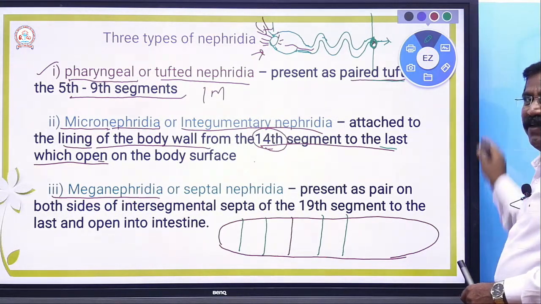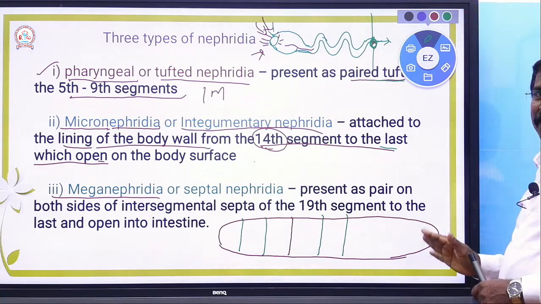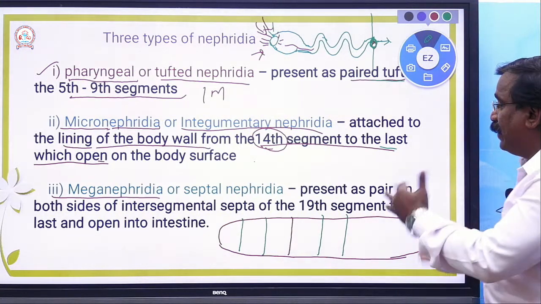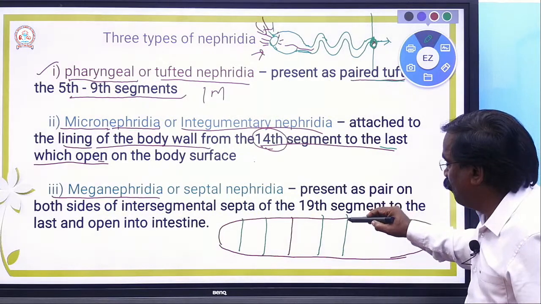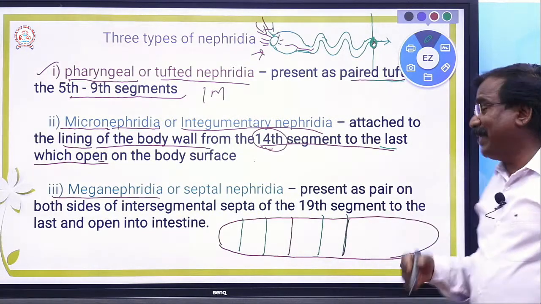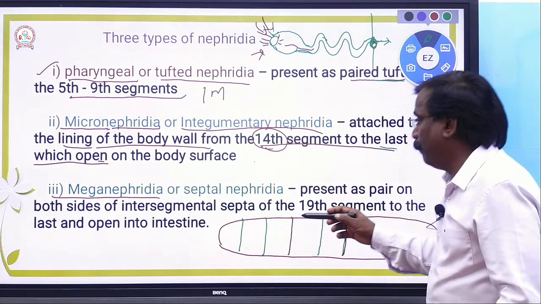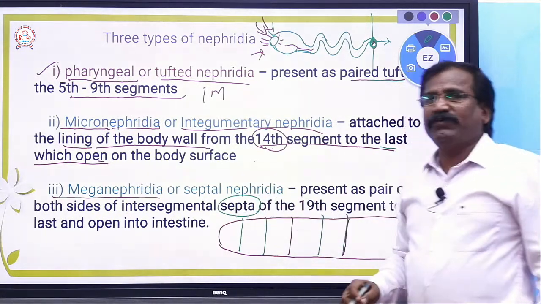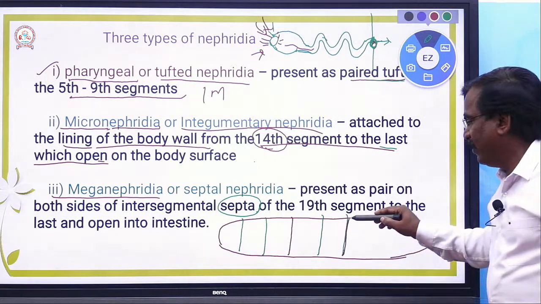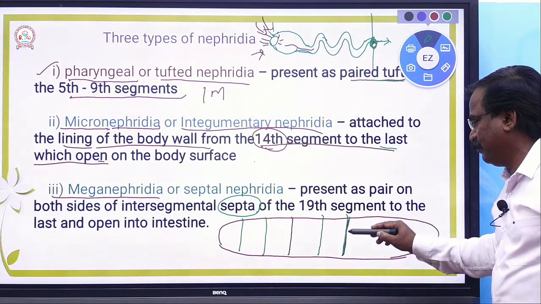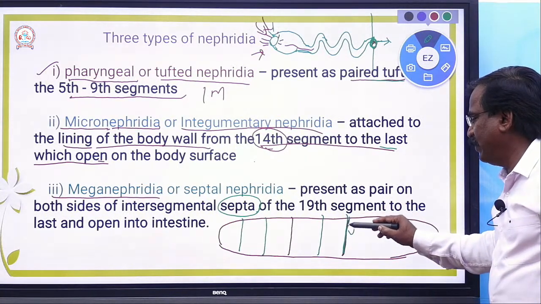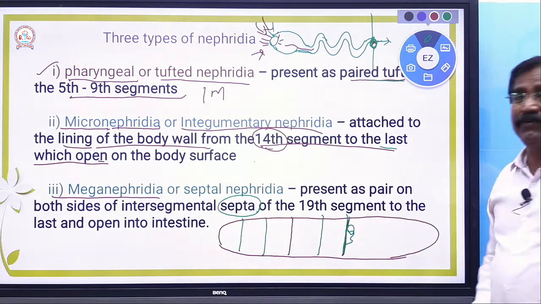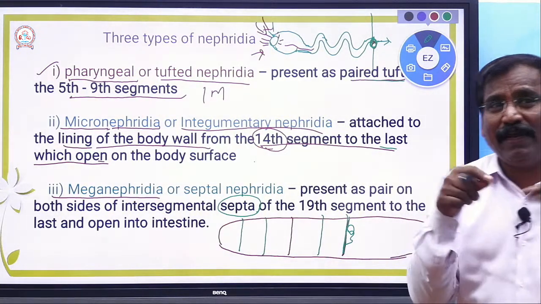It is on this wall that we have fitted our camera and screen, understand? So there is a wall. In between the segments there is a wall, that is called a septum. Septum is singular, septa is the plural. The nephridia are located on this wall. That is called septal nephridia.